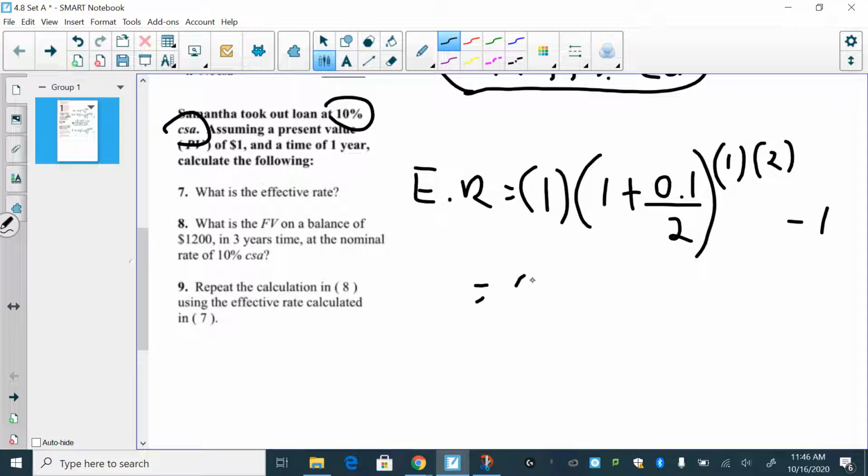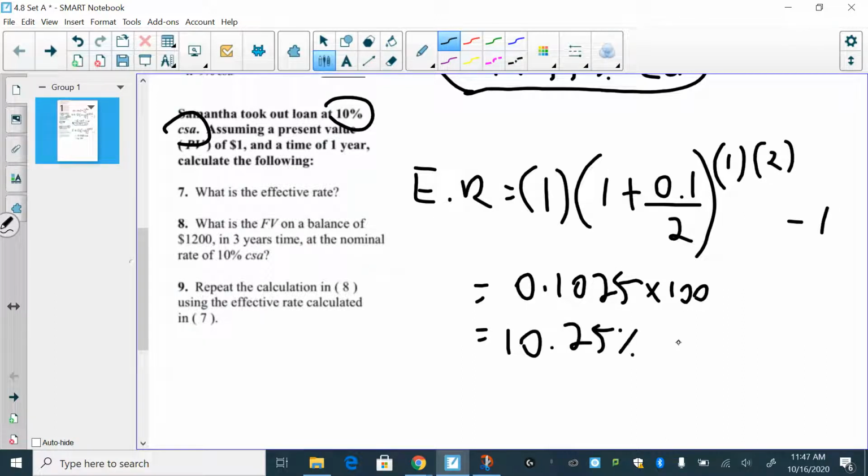So I get 0.1025. Now remember, multiply by 100 so that I know the actual rate. So it's 10.25% compounded annually. So if I wasn't making any payments, then it'd be 10% on my original value. Done. Because I'm making payments probably every month, then I'm really being charged 10.25%. That's what we're talking about.